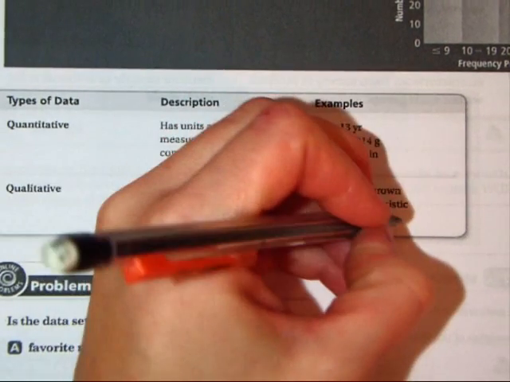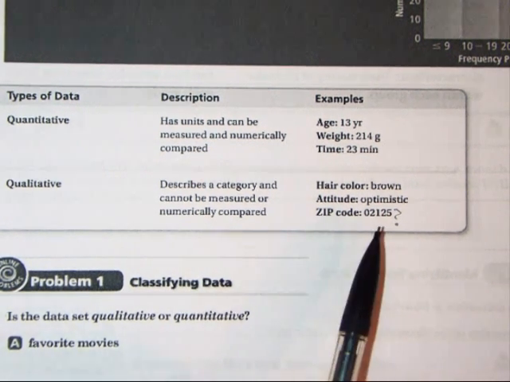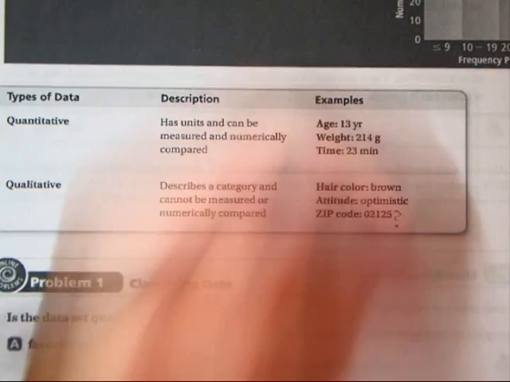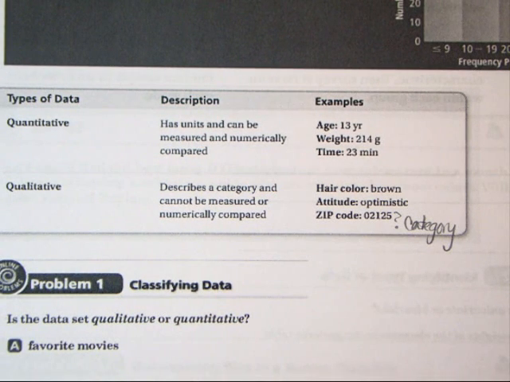Now, some people will argue, why isn't the zip code quantitative? Well, the reason the zip code isn't quantitative is you would never say something like, my zip code's bigger than your zip code, or anything like that. It's not something that you put in order. It's more of a category. So don't think that a zip code is quantitative just because it's a number.